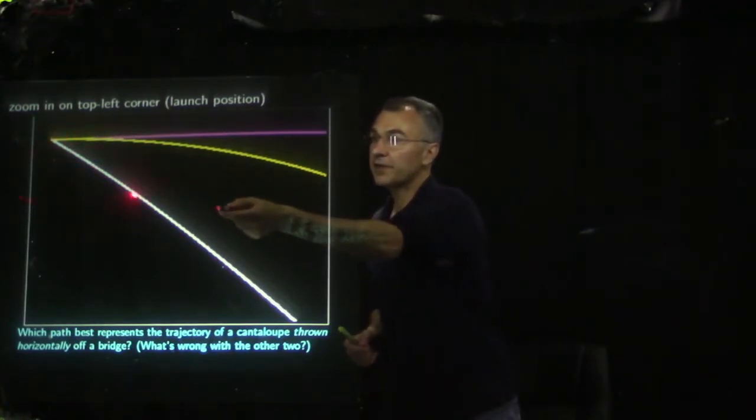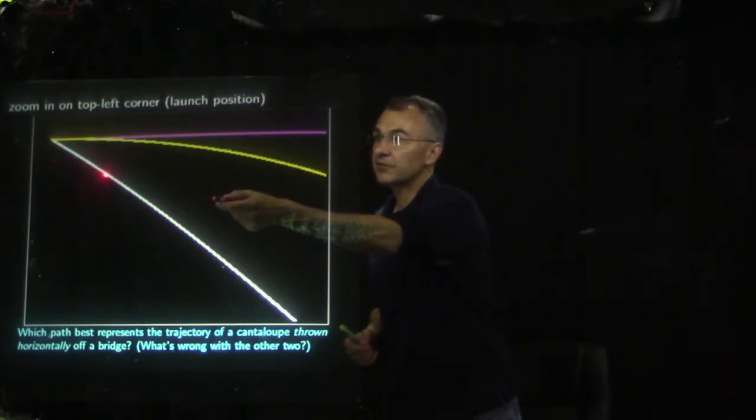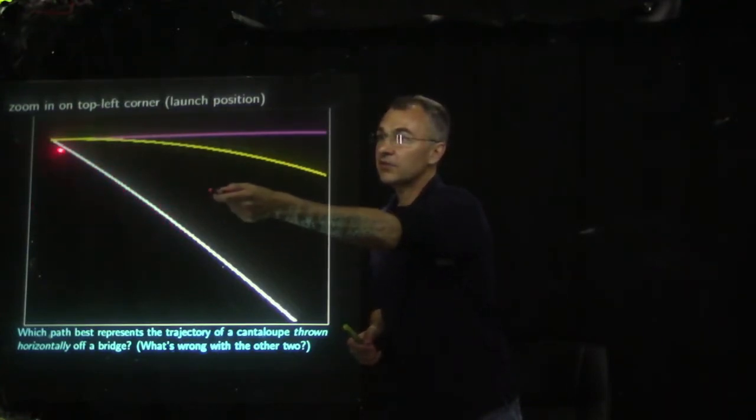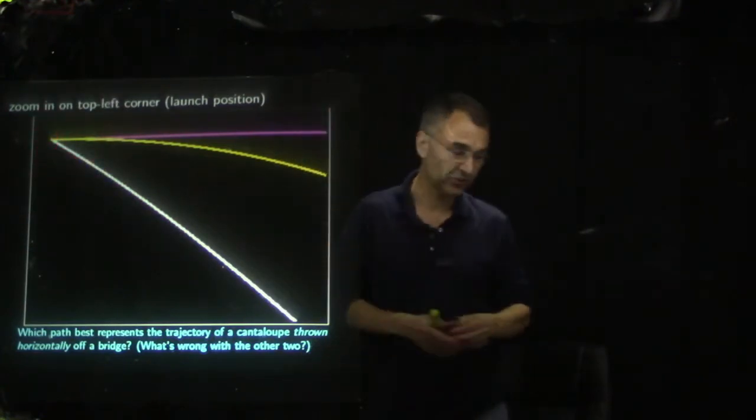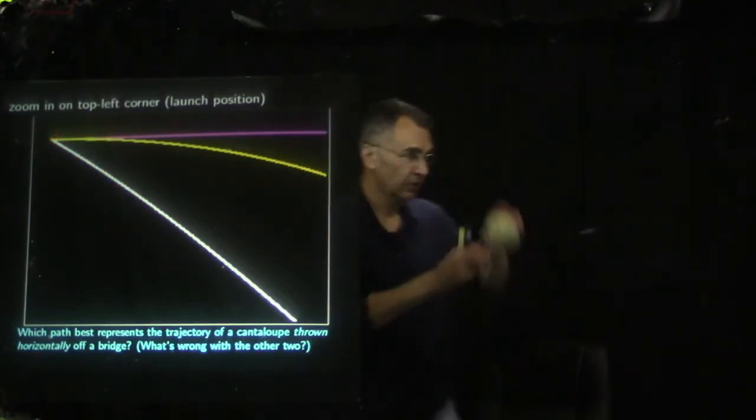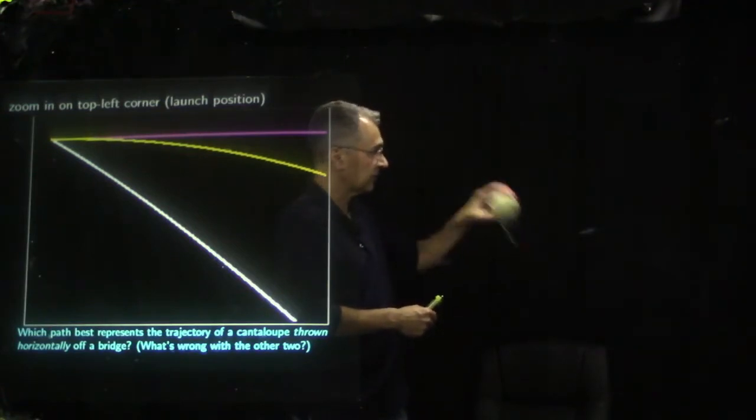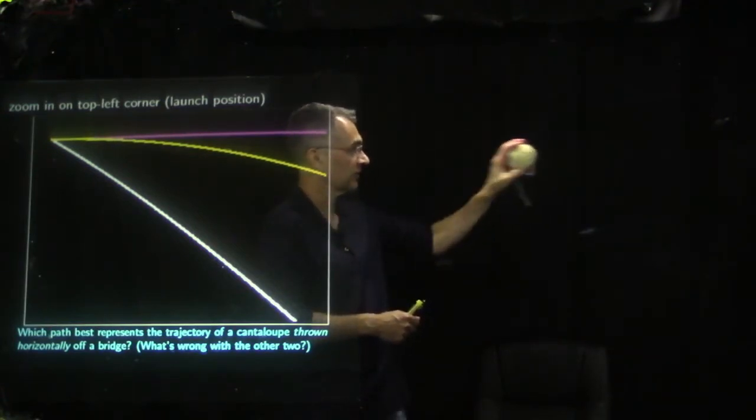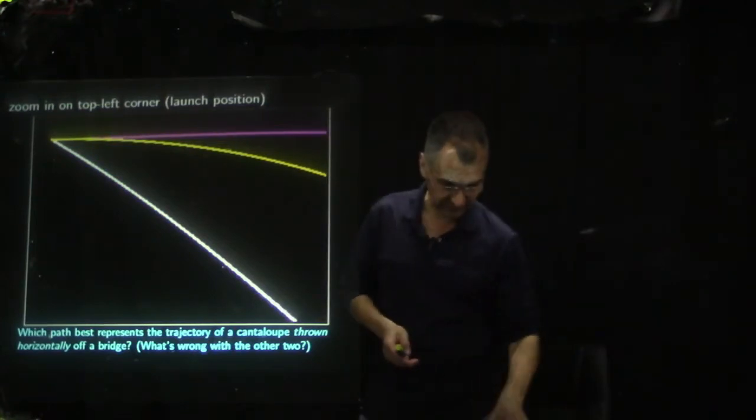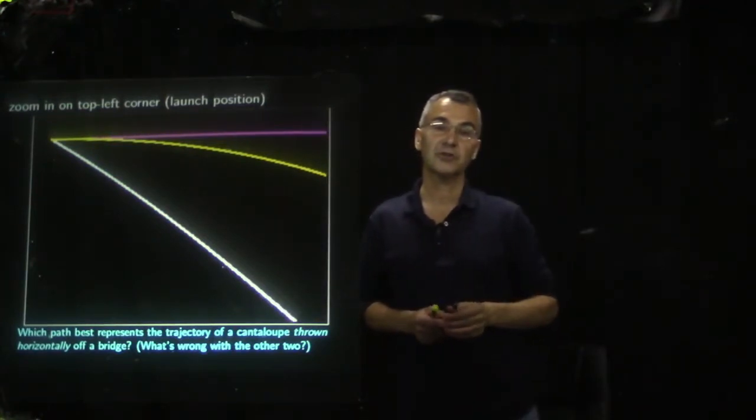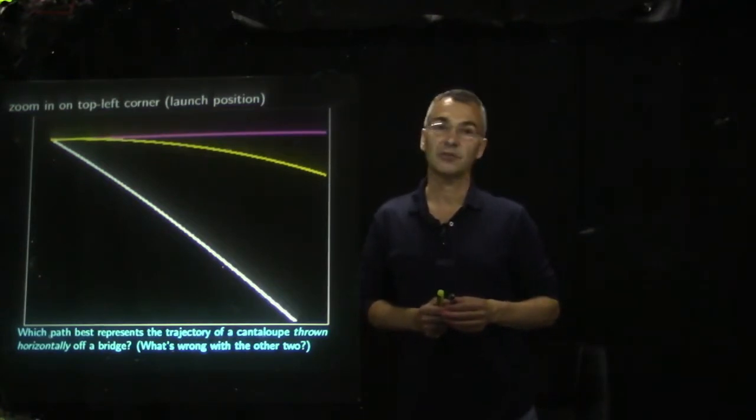And then this white or blue line looks as if even from the very outset it has a downward slope, which would make sense if the ball or the cantaloupe were thrown downward like this. But if you're throwing the cantaloupe horizontally, then its tangent line initially should be horizontal, because initially it has a non-zero horizontal component of velocity, but initially its vertical component of velocity should be 0.